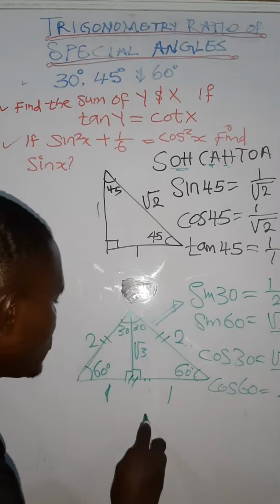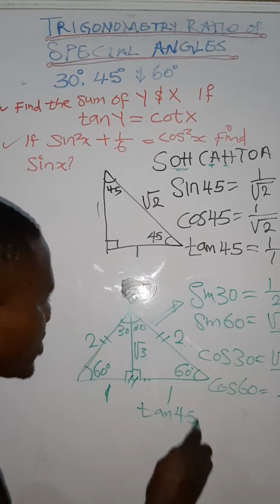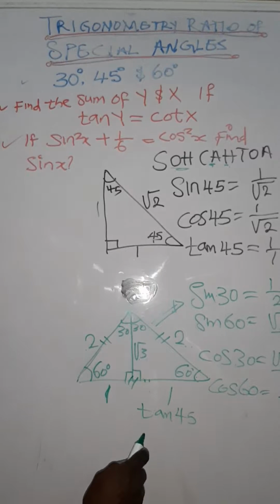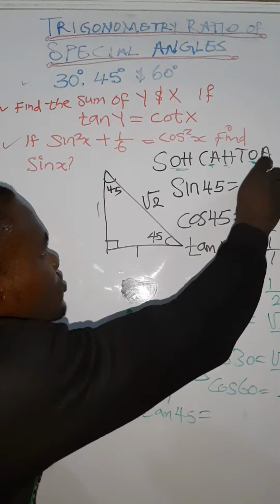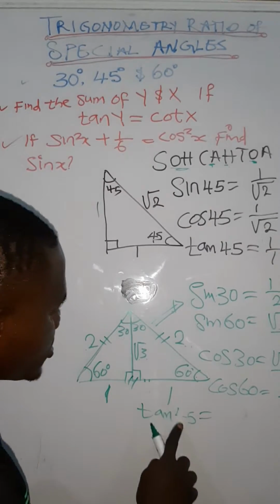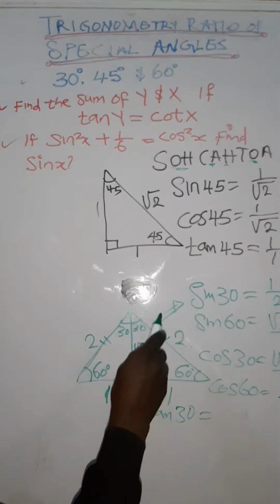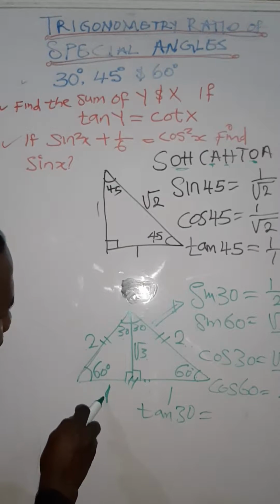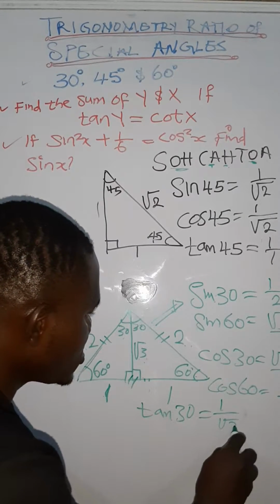So now if you are looking at tan 45, how do we deal with this? We have opposite over adjacent, sorry, it should be tan 30. So opposite over adjacent to this angle, this is opposite and here is the adjacent. We're having it as 1 over root 3.